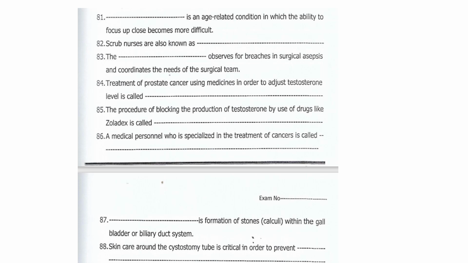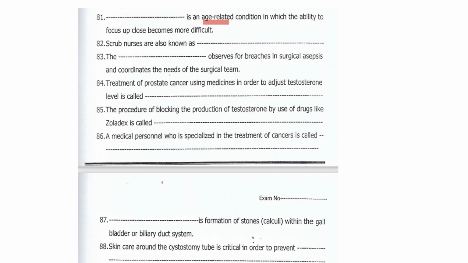81. I've just jumped some questions, so we go to 81. It reads: dash is an age-related condition in which the ability to focus up close becomes more difficult. Let us read the question again. Dash is an age-related condition in which the ability to focus up close becomes more difficult.